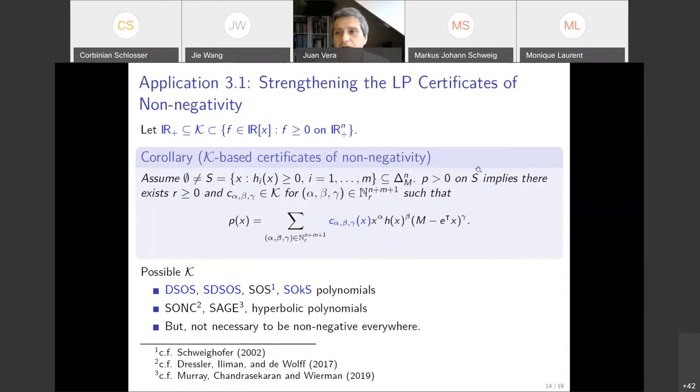I just saw a question about the degree bounds. Yes, this degree bound, this D max, it will end up being high. Actually, sorry, the D max that we get in the theorem is not high. It's just the maximum between the degree of P and the degree of H, basically.